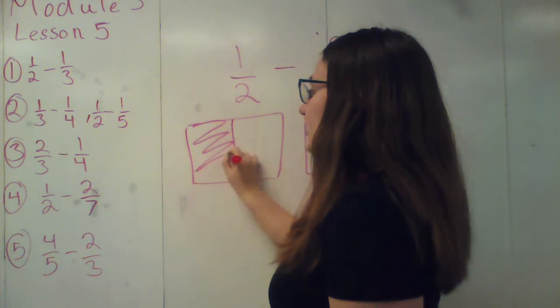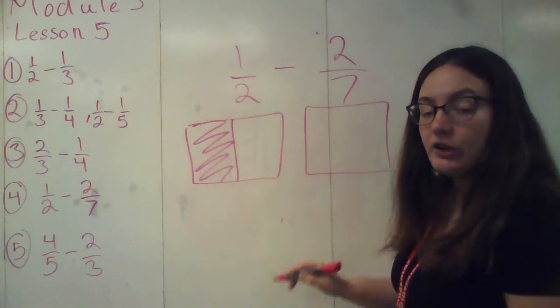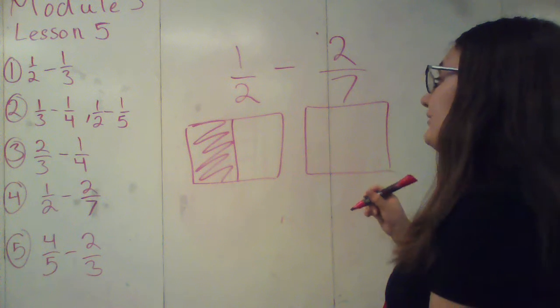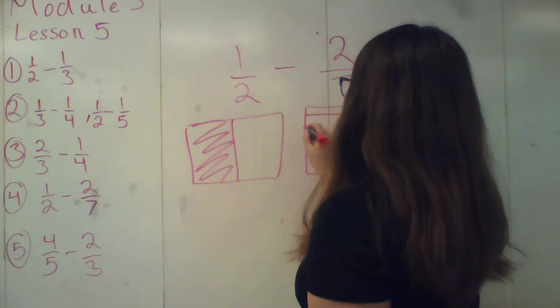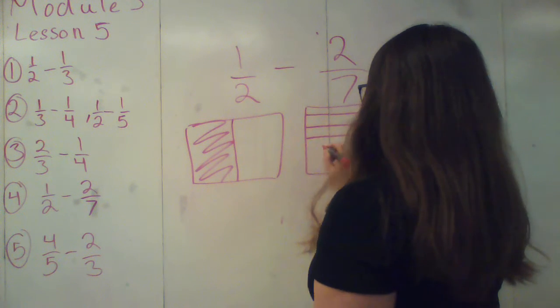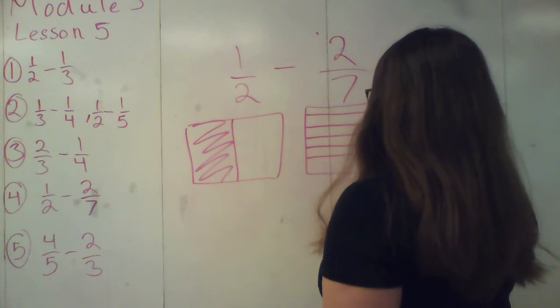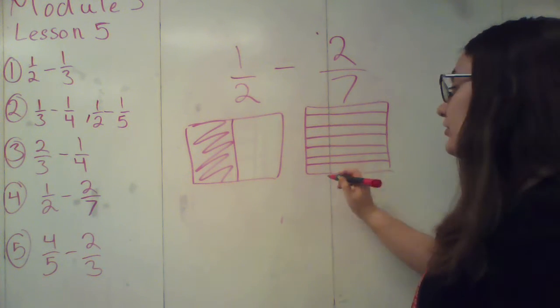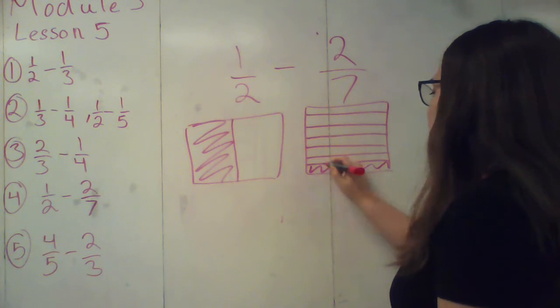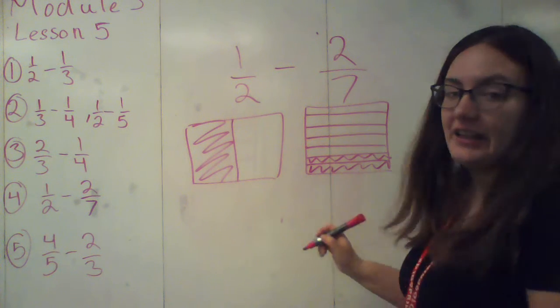Make sure you pause the video and try this problem out on your own before you go watching what I've done. And then this model needs to be cut into 7ths. 1, 2, 3, 4, 5, 6. And I have to color in 2 of those pieces to show 2 7ths. So we have that there.